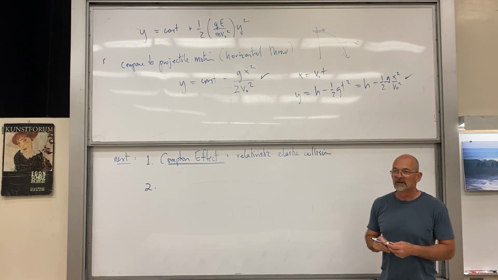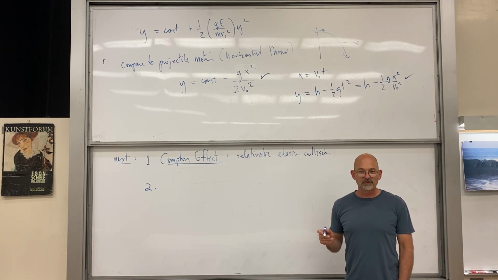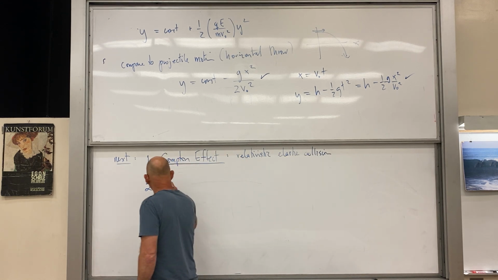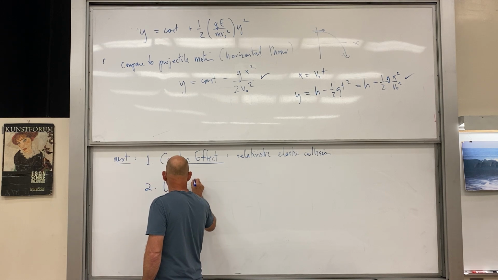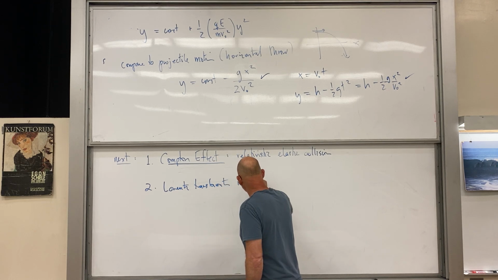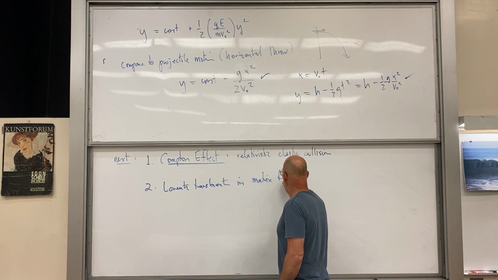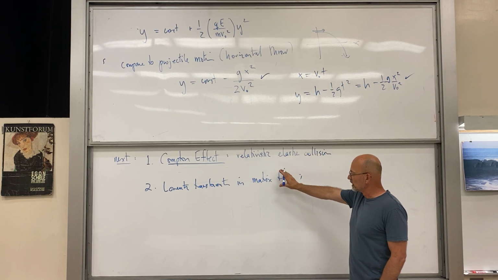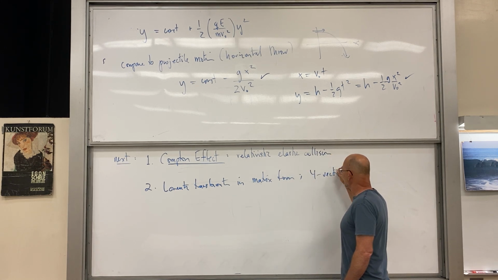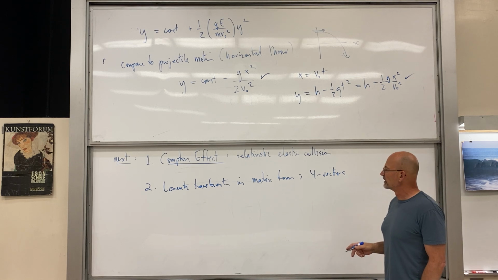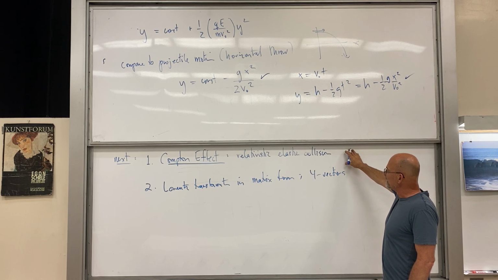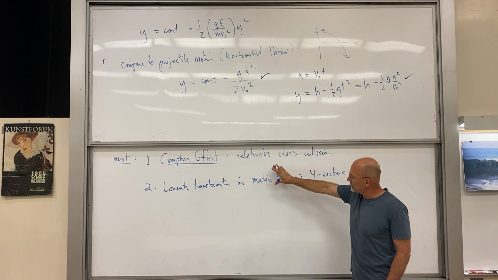We still want to talk about the Lorentz transformation and four vectors in matrix form, which is a really good way to talk about four vectors, a way to introduce that. And I think we have enough time to do both. Okay. We'll start with the Compton effect right now. I'll set it up, and then we can take care of that and the Lorentz transformation.